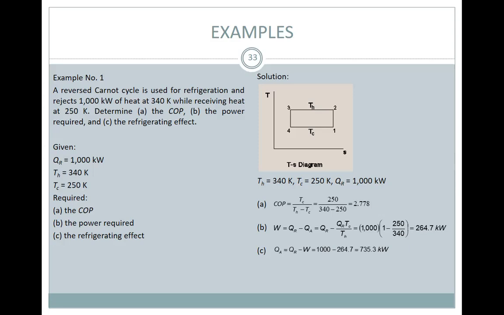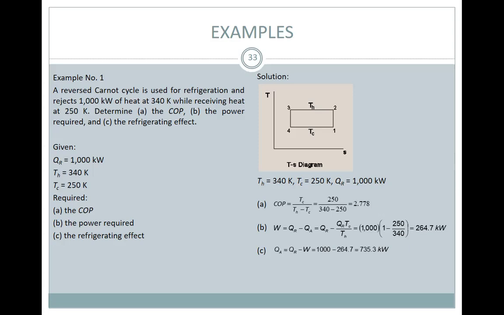Solution, draw the TS diagram. Kasi Carnot cycle tayo. So, ito na yung 1, 2, 3, 4. TH, high temperature. TC, cold temperature. Ang H pala, hot temperature. So, TH, 340 Kelvin. TC is 250 Kelvin. QR is 1000 kilowatt. Nasa absolute na tayo. Kaya hindi na tayo mag-convert pa sa absolute. A, COP is equal to TC over TH minus TC is equal to 250 over 340 minus 250 is 2.778.